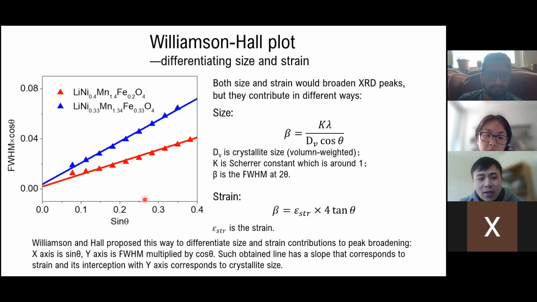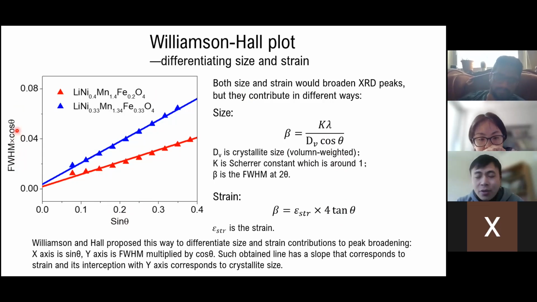So what we mean is that instead of plotting the x-axis as theta, we plot it as sine theta, and the y-axis, instead of the full width at half maximum, we multiply it by the cosine theta. In this way, we obtain a linear relationship between these two parameters, and the slope is defining the strain of the material. And the intercept with the y-axis is defining the grain size.